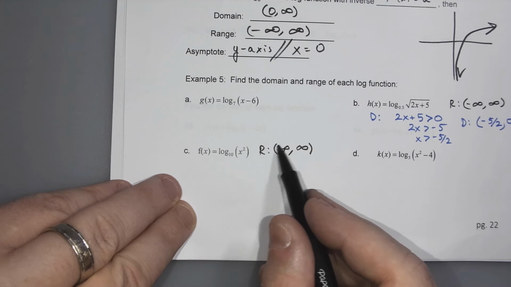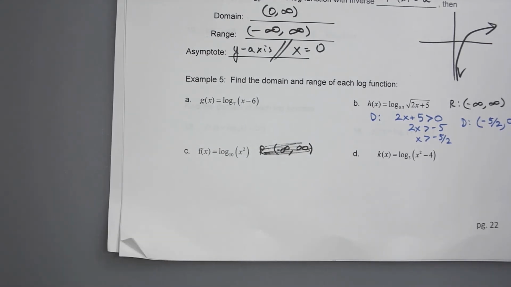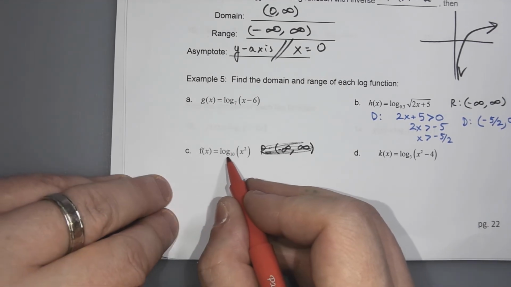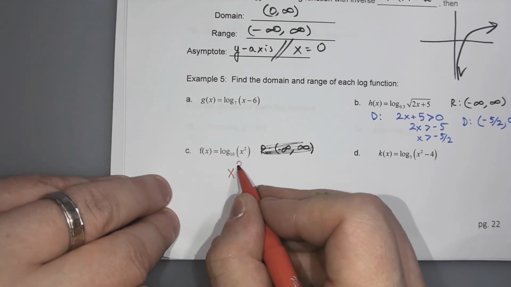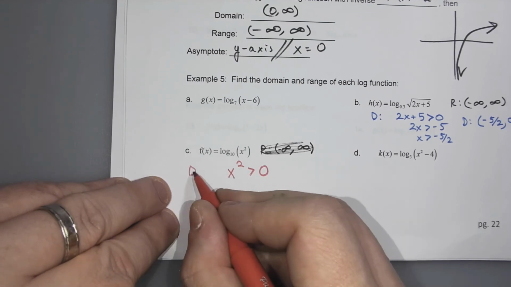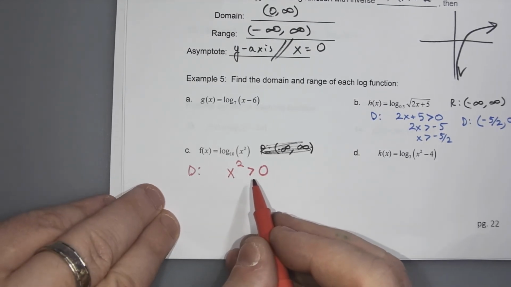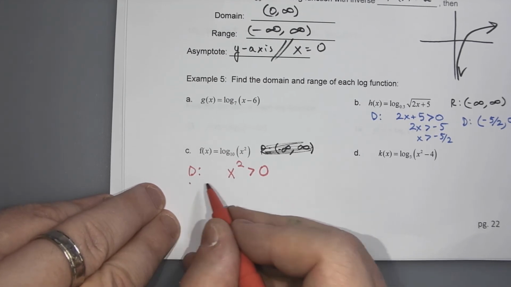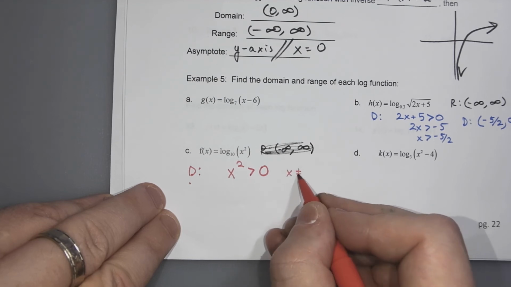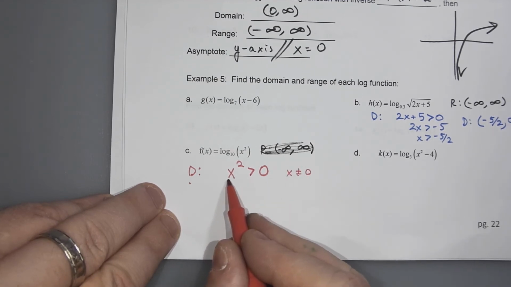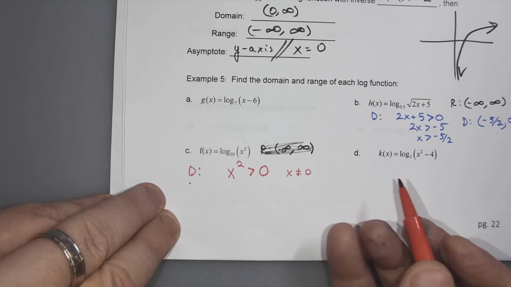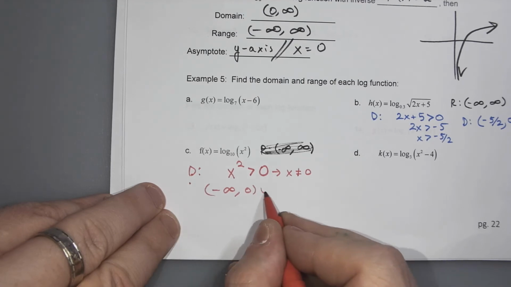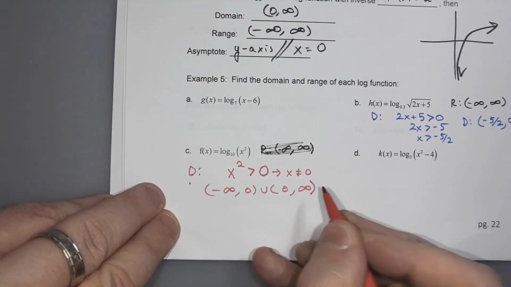I might have to think about this one for a moment. Let's think about that one in a minute. Let's do the domain first. I need x squared to be bigger than 0. X squared is bigger than 0 almost all the time, right? Everywhere but 0. So this means that the domain would be x not equal to 0, because every number squared is always bigger than 0, except for 0, which is actually equal to 0. So my domain is negative infinity to 0, union 0 to infinity.